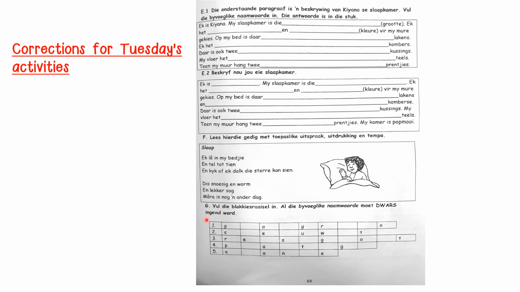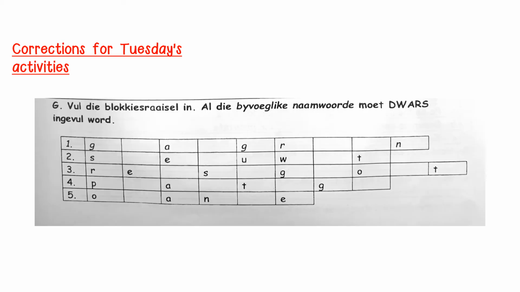Question G says, vul die blokkies raaisel in, fill in the crossword. Al die byvoeglike naamwoorde moet dwars ingevul word. All the adjective words must be filled across. So have you guessed what number 1 is? And your word for number 1 was grasgroen. Remember, all of these words were found in the story that we read.